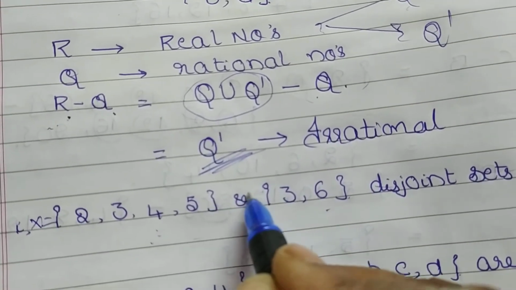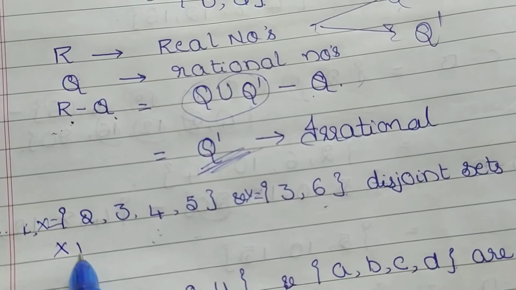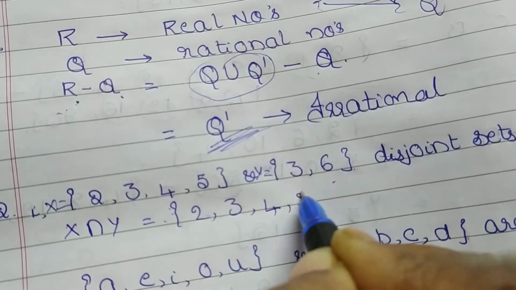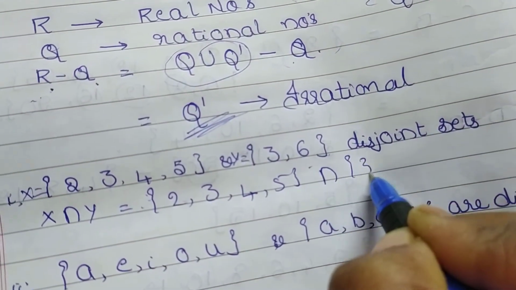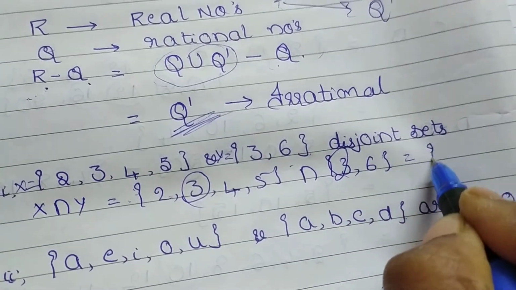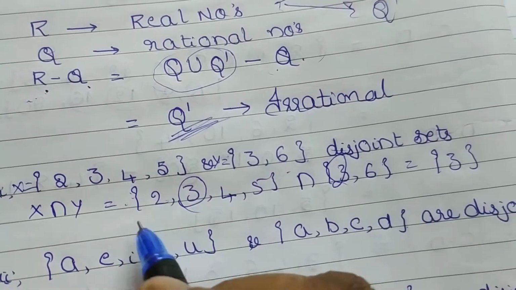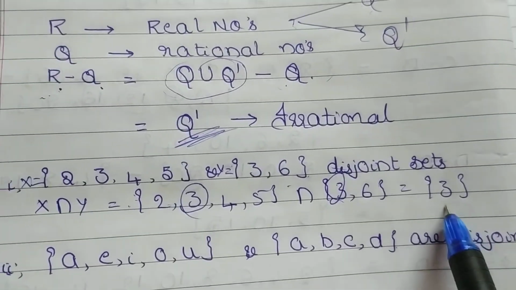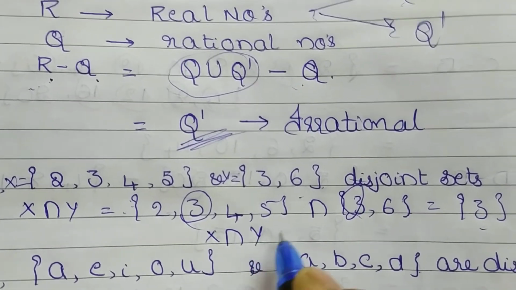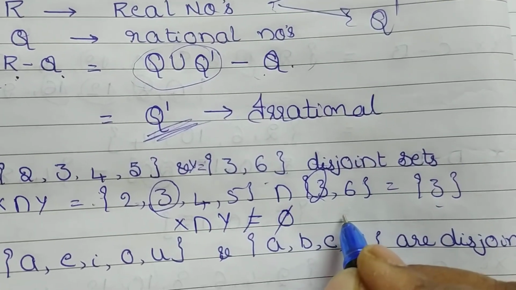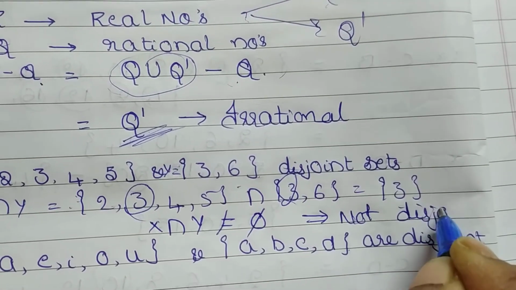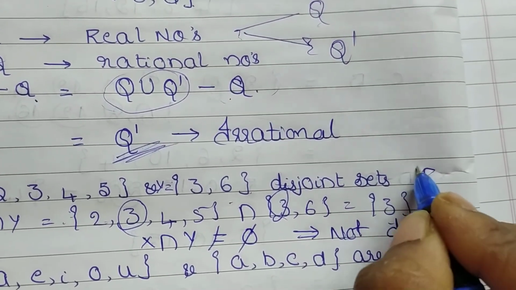So let this be x and this be y. Find out what x intersection y is. That is 2, 3, 4, 5 intersection 3, 6. Intersection means what is common in both the sets. So we got 3. In the intersection we got one element. Therefore, since x intersection y is not empty, they are not disjoint. That means what they gave is false.